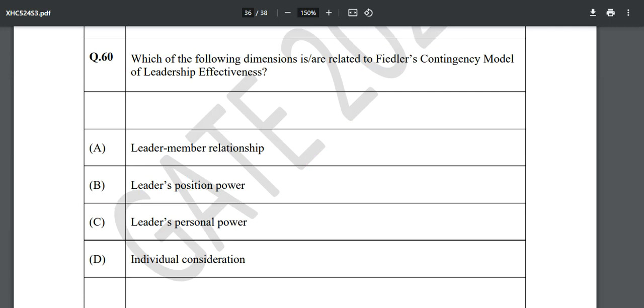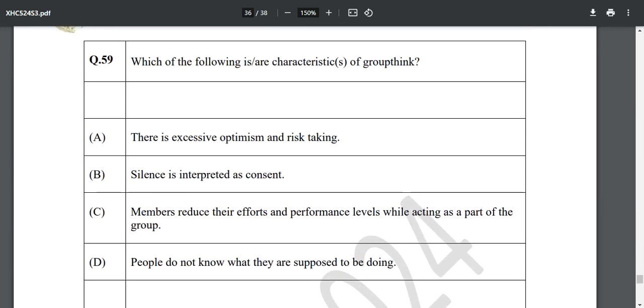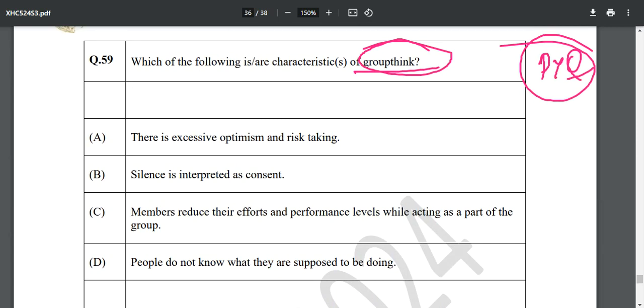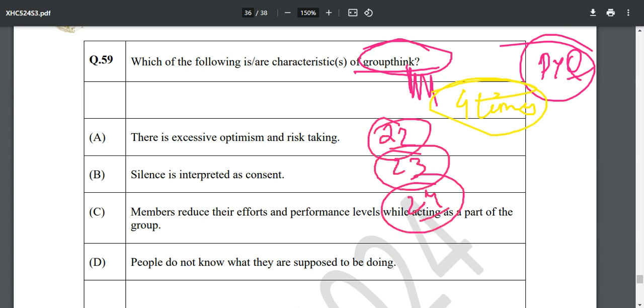So let's move ahead to question number 59. Again, see, PYQ highly repeated. We have told you a number of times that you must do PYQs thoroughly. See groupthink, brainstorming, groupthink phenomena. It is repeated four times now, from 2021, I guess, 2022 or 2023, and now 2024. They have repeated this groupthink topic three to four times continuously.